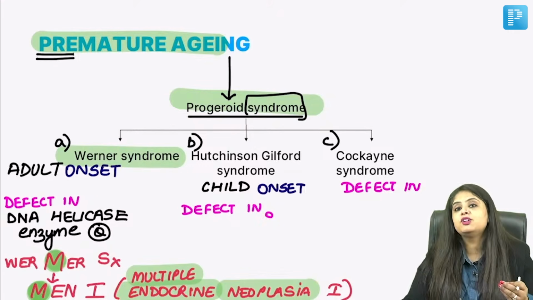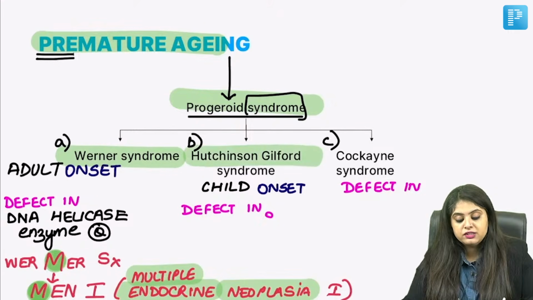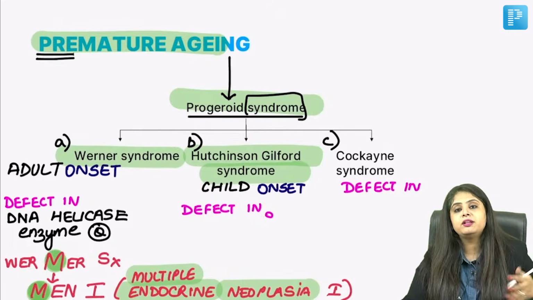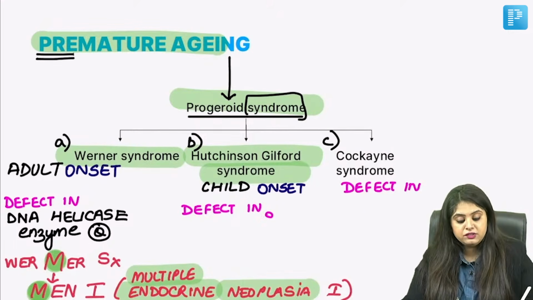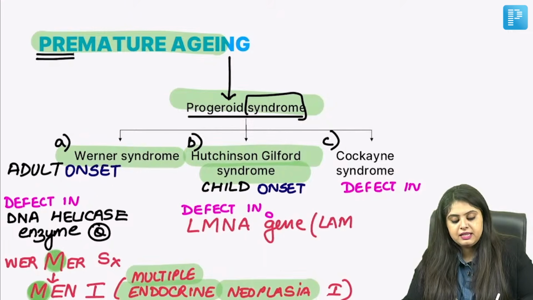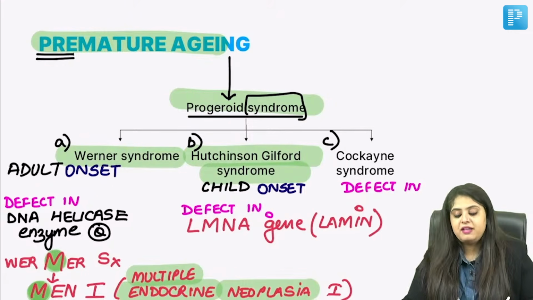So in that movie what they were trying to show you was Hutchinson-Gilford syndrome. The child got old so quickly that by the age of 10 or 12 or 13 he died also. Hutchinson-Gilford syndrome is a defect in a gene called the LMNA gene. LMNA is the full form of lamin. LMNA gene is the lamin gene. Let me tell you, you and I, we have the lamin gene.